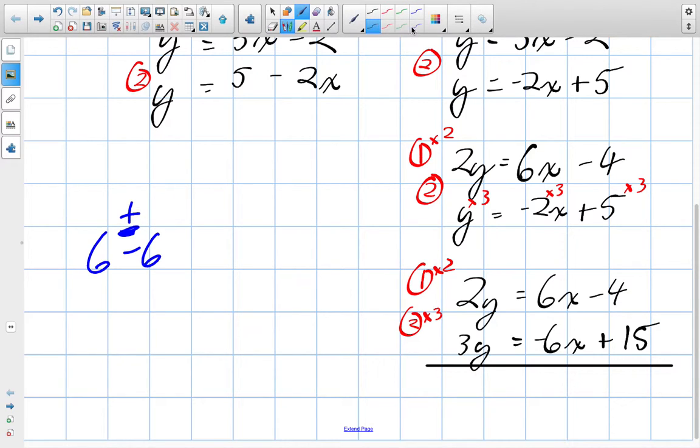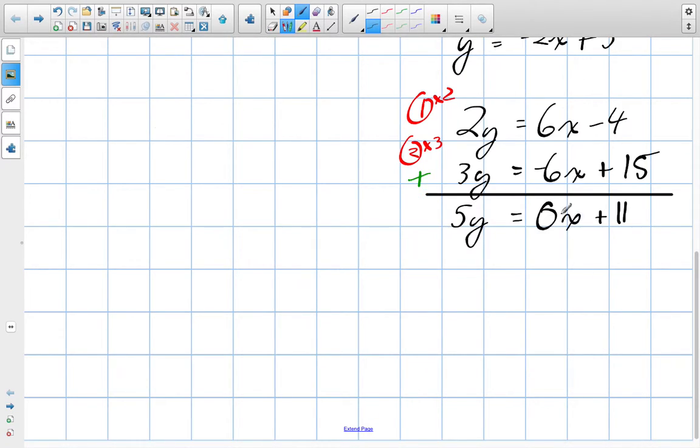So I'm going to add these two equations together, okay? When we add them, we technically add everything. 2y and 3y, well, that's 5y. 6 plus negative 6, that's 0x. And negative 4 plus 15 is going to be positive 11. Now, 0 times anything is 0, and 0 plus anything is whatever the other number is. So essentially, this is gone. The x has disappeared. So now we have 5y equals 11.